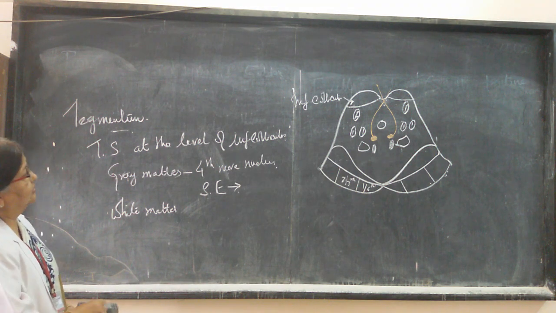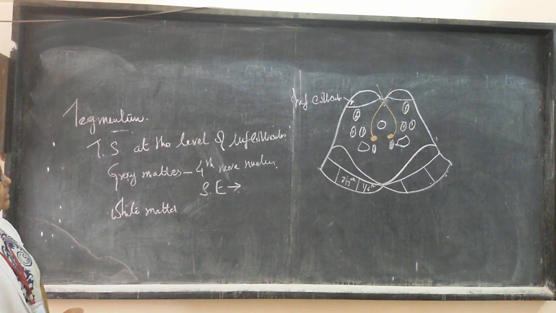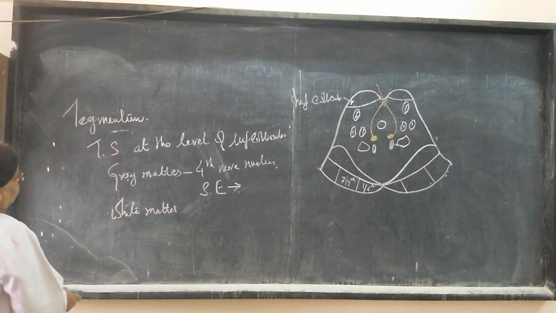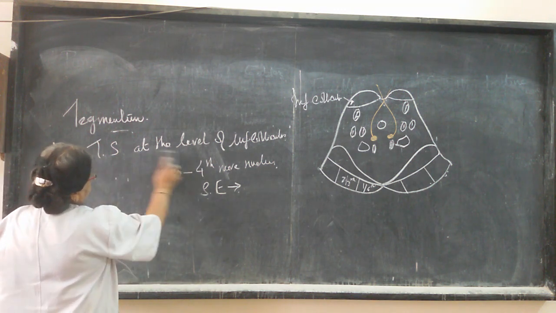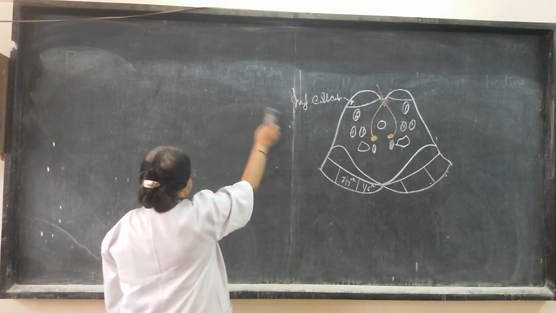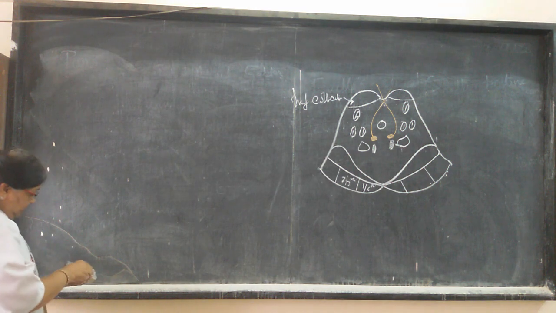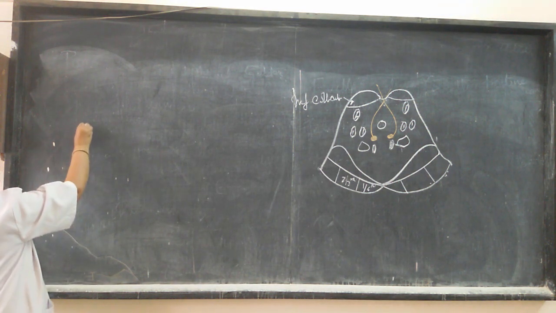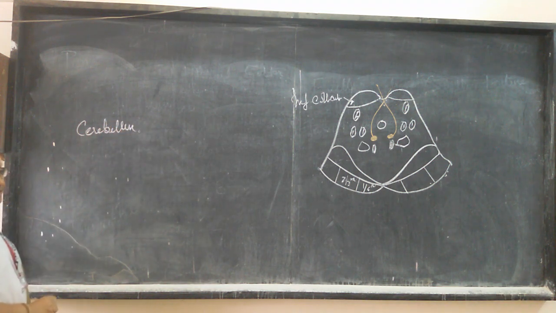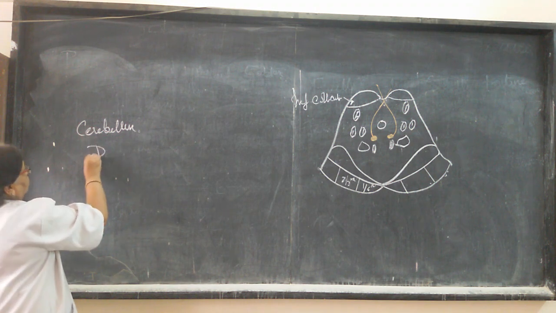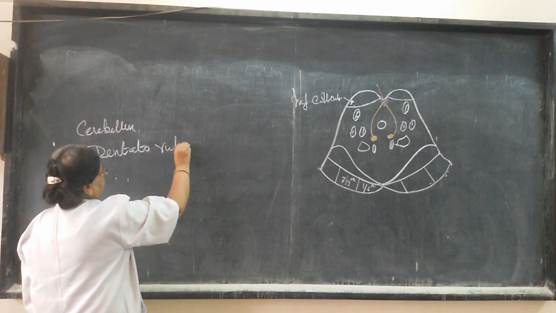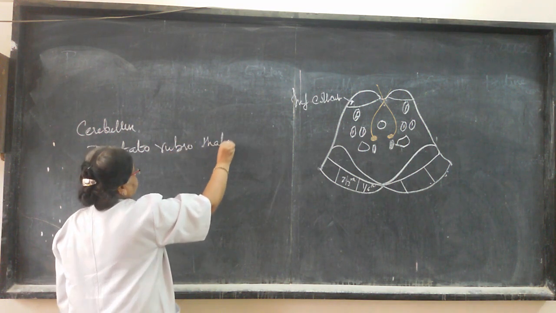Now in this region we can also see the decussation of the superior cerebellar peduncle. The fibers of superior cerebellar peduncle are coming from the cerebellar nucleus, the nucleus dentatus, in the cerebellum. The tract is known as the dentatorubrothalamic tract.